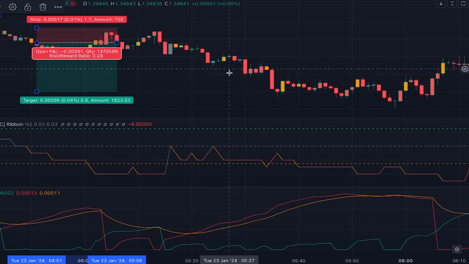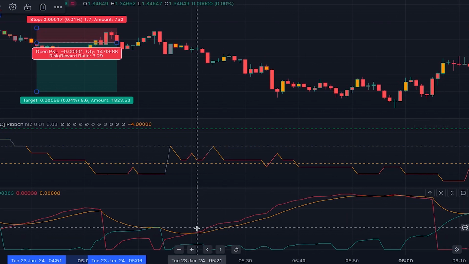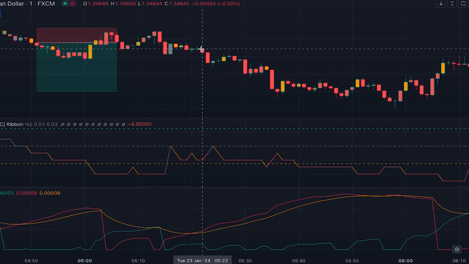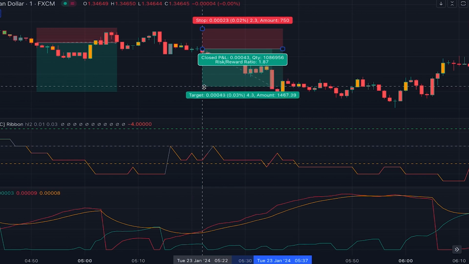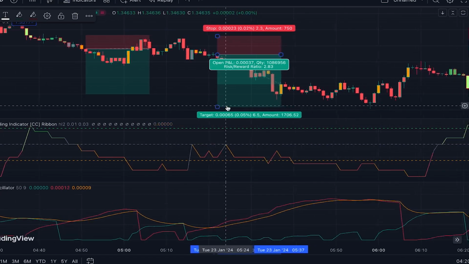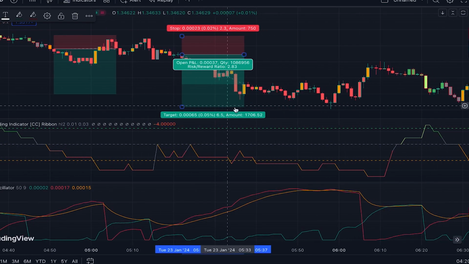And here we have another short position signal at this point. Here in this indicator, the line is below the center line, so the short position signal is confirmed and we can enter another short position here at this point where this new candle is opened, and this is also a profitable trade, as you can see.